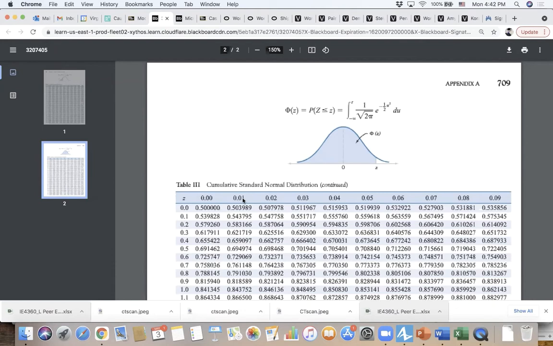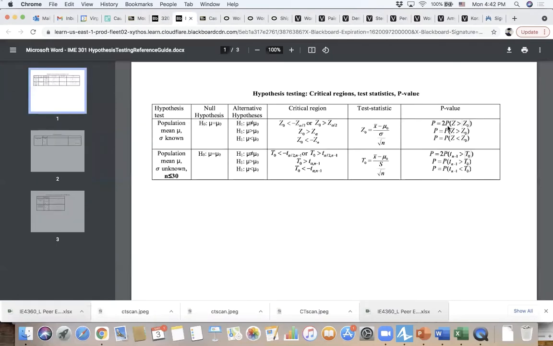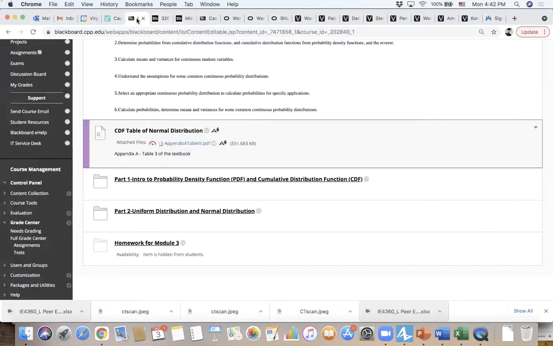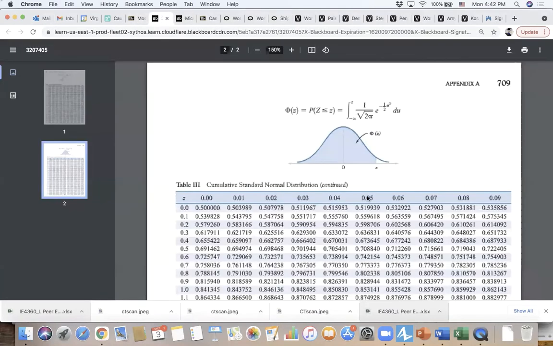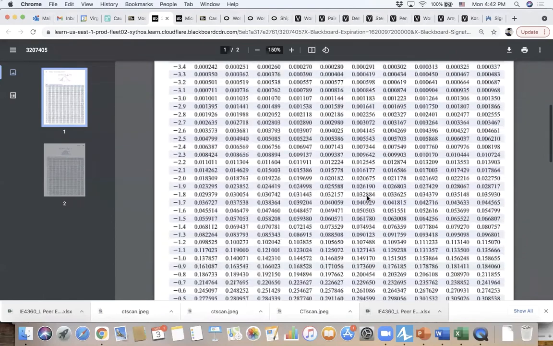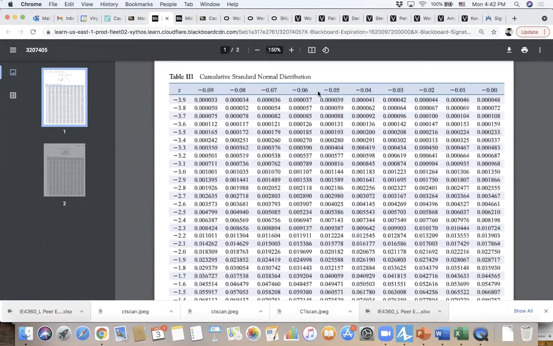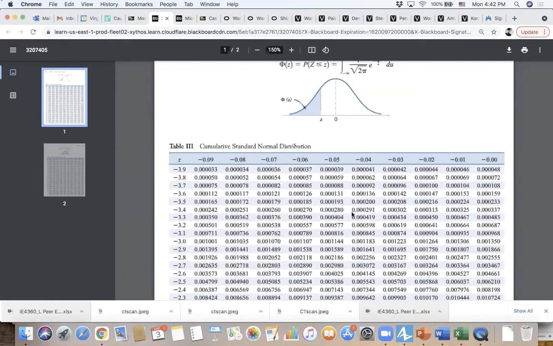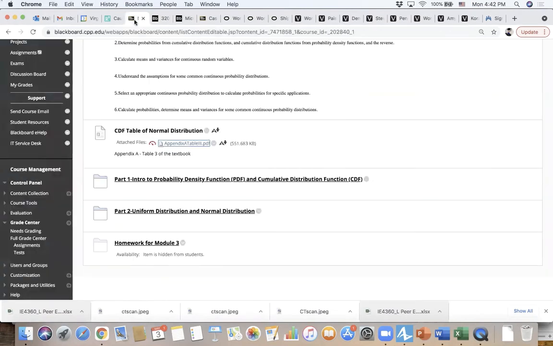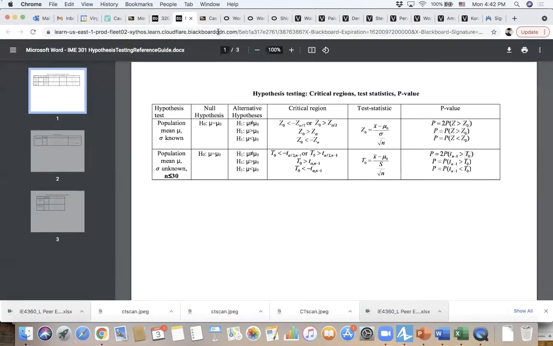Okay, so if you want to calculate the probability of z greater than something, then in the table you calculate the probability of z less than that, and then 1 minus that number will give you this value. And then multiply that by 2.